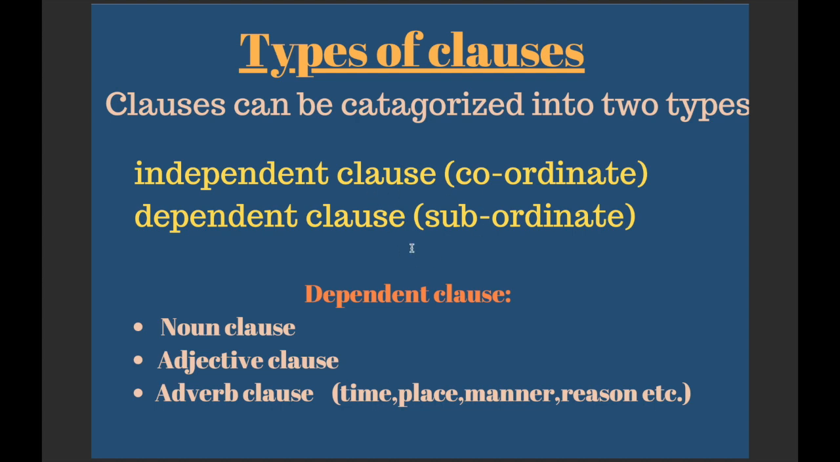So just a quick summary. Types of clauses. Clauses can be broadly classified into two types: independent clause and dependent clause. Independent clause is also known as coordinate clause, and dependent clause is also known as subordinate clause. Subordinate clause can be further divided into noun clause, adjective clause, and adverb clause.